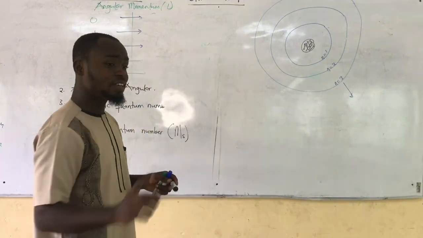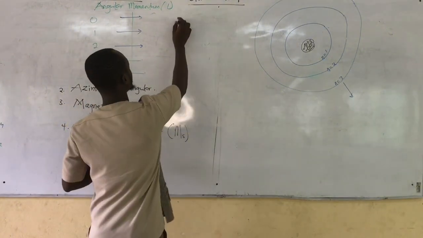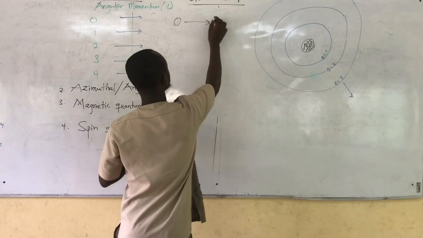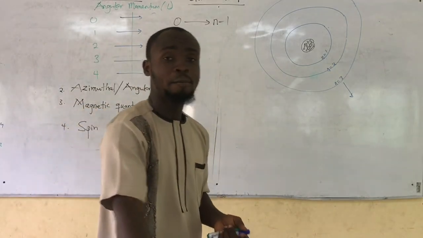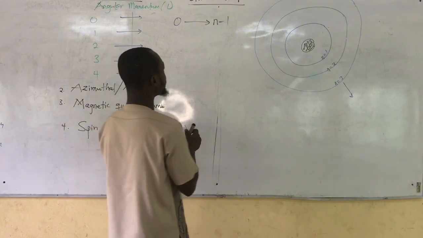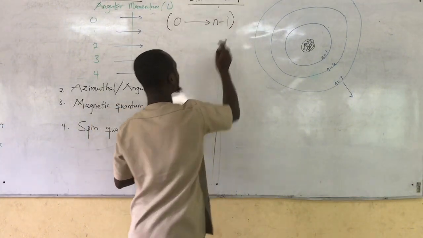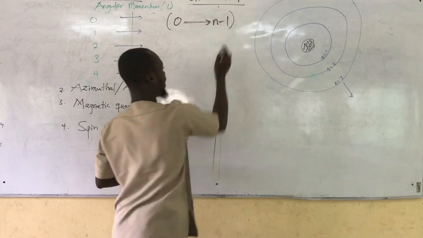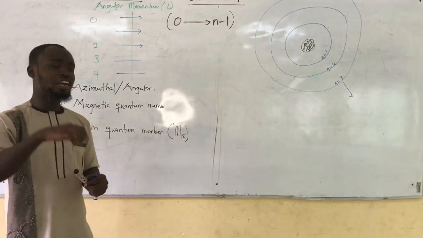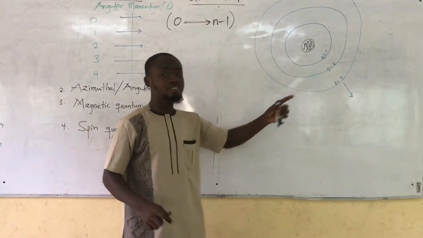This range is from 0 to n minus 1. From 0 to n minus 1. So this range is going to give us an idea about the type of orbitals present in each energy level.